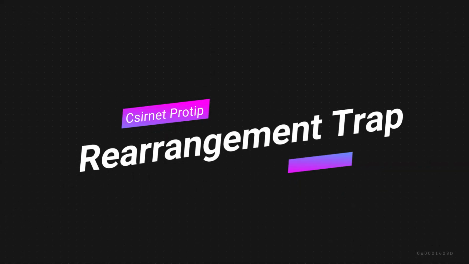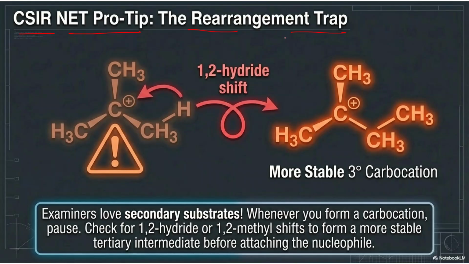Next is the CSIR NET pro tip: the rearrangement trap. One important thing you should note here for the CSIR NET exam, and especially for the GATE exam. Suppose you are given a 1 degree carbocation or a 2 degree carbocation, then you cannot directly make a nucleophilic attack on it in this manner. This is wrong. Why? Because these carbocations have the tendency to undergo rearrangement to the more stable form.